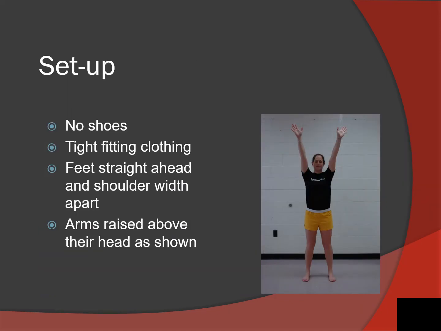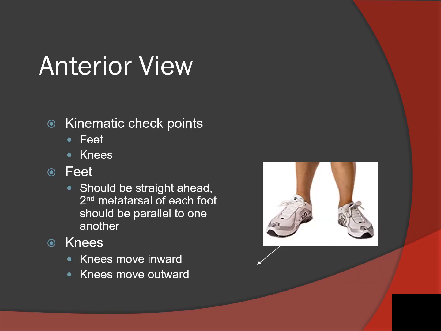So again, a little bit more with the setup: no shoes, tight fitting clothing, feet straight ahead, shoulder width apart, and arms raised above the head as shown in this picture right here. From the anterior view, the kinematic checkpoints are going to be the feet and the knees. The feet should be straight ahead. The second metatarsal on each foot should be parallel to one another. This picture right here depicts a little bit of external rotation. We want to fix that.